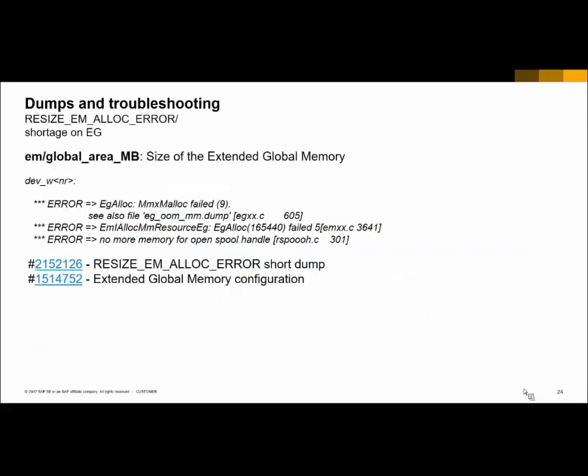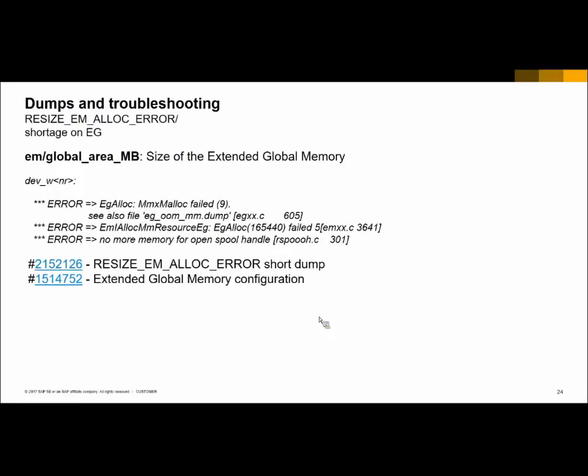The following dump that we will see is resize EM alloc error. It occurs with an error in the EG alloc call. This means that the program tries to allocate extended global memory and fails due to shortage of EG resources. You can see the error information in the work process trace file that is shown here on the slide. The error can also appear even if no dump is generated in transaction ST22.